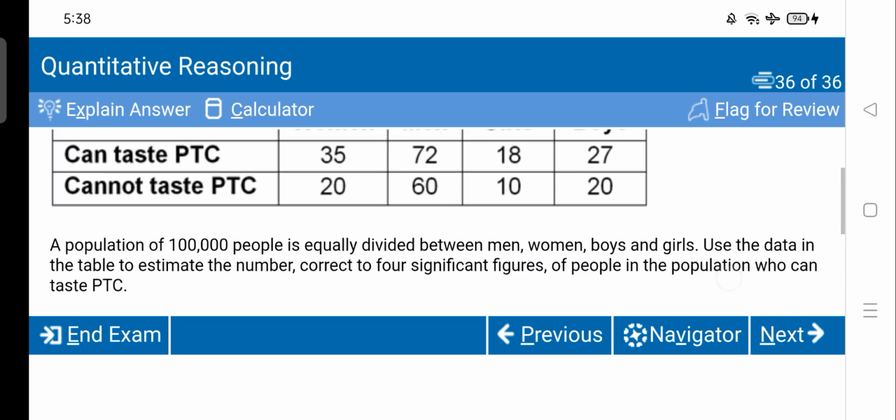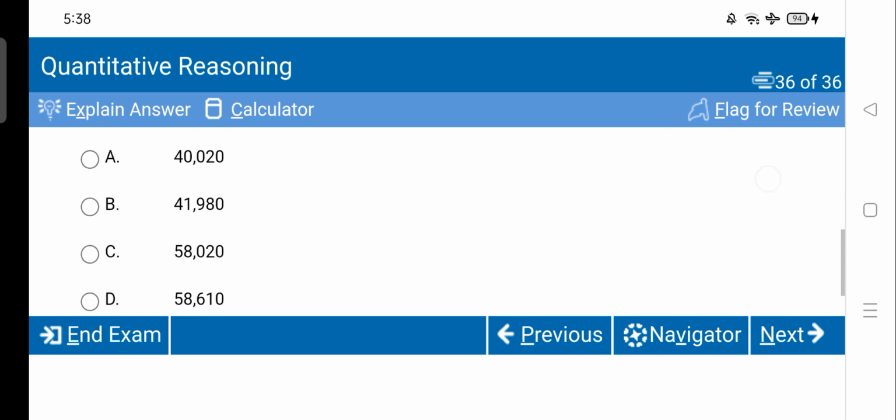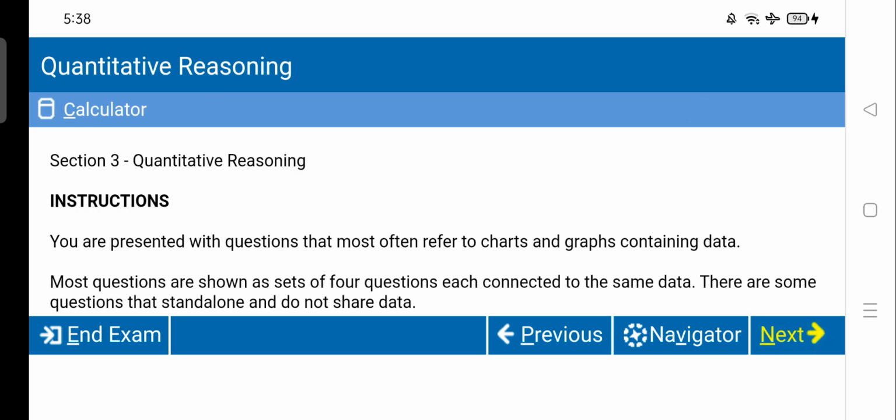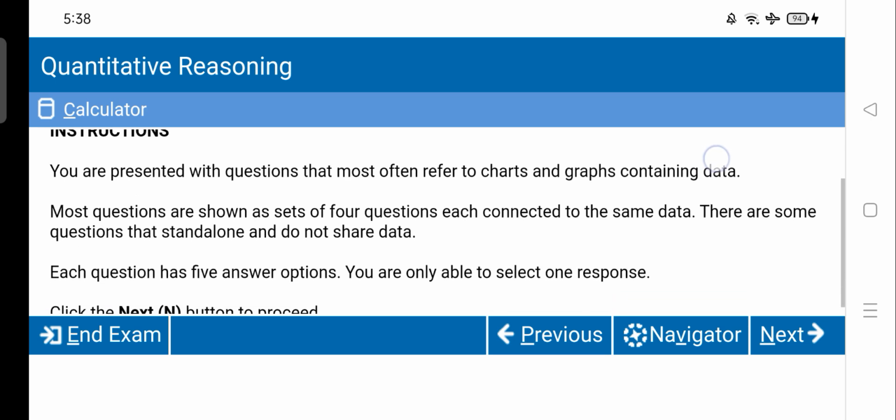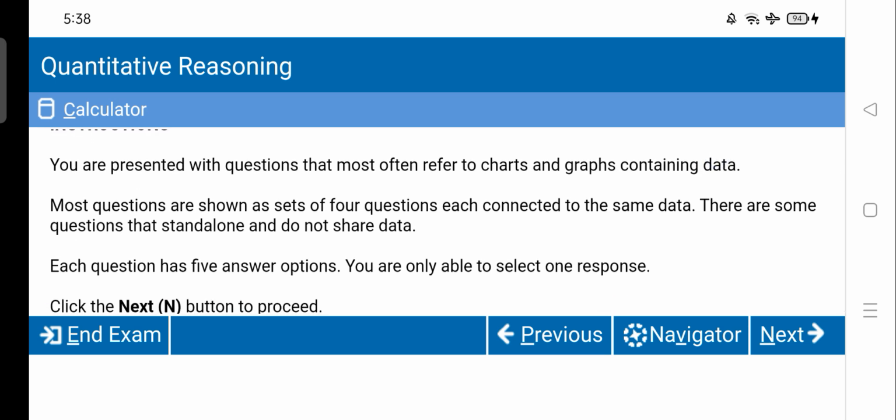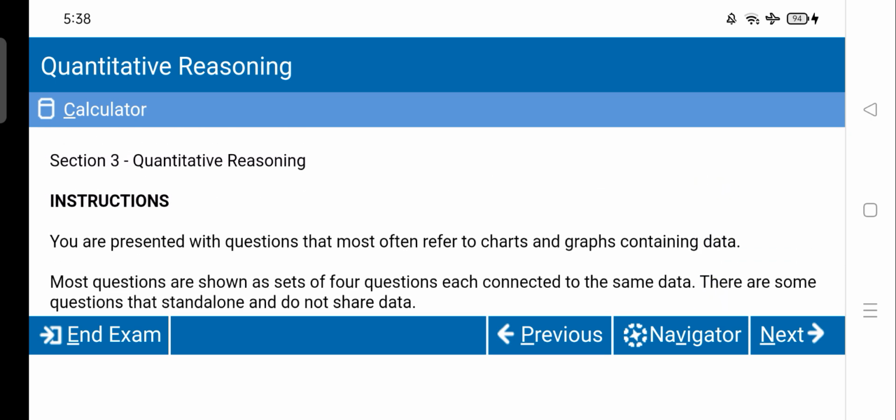So this is the last question we have in this section. So let's move towards our next section, which is section 3 of quantitative reasoning. Let's have some introductions first, then we will continue with some examples.